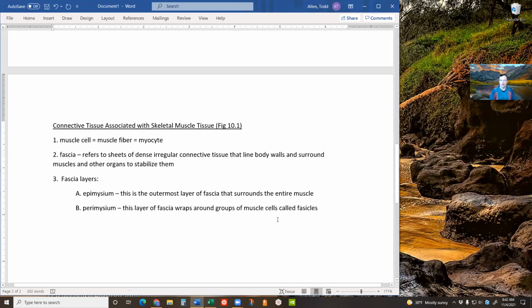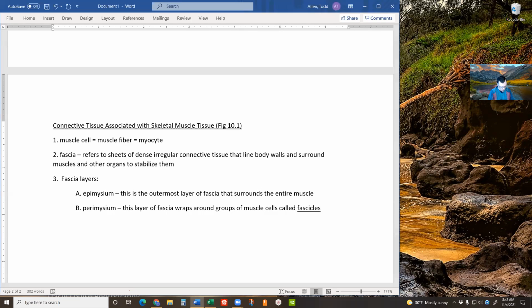This layer of fascia wraps around groups of muscle cells called fascicles. I'm going to highlight that word fascicle and make sure I get it spelled right here for you. Fascicle. Okay, so a group of muscle cells is called a fascicle.